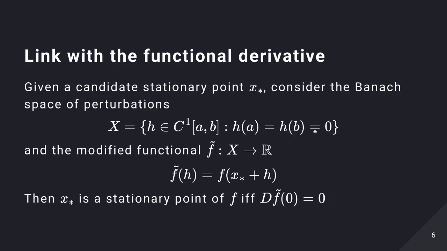What that allows us is that because the endpoints are 0, this set definitely contains the 0 function, so it is in fact a function space, and moreover a Banach space in this case.